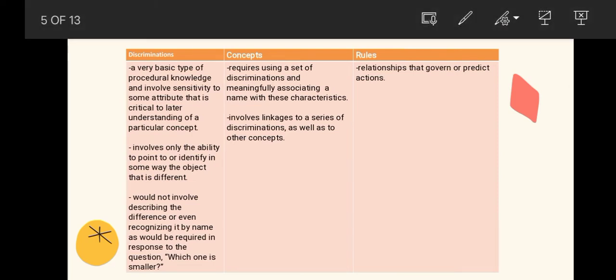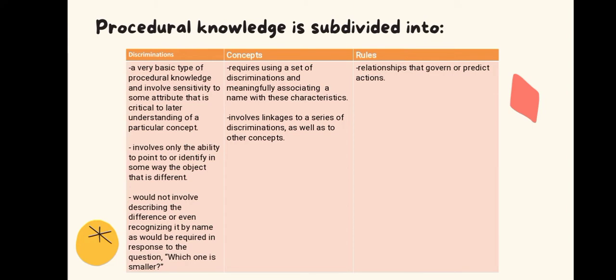So next is the procedural knowledge, and it is subdivided into three, namely discriminations, concepts, and rules. So discriminations is a very basic type of procedural knowledge and involves sensitivity to some attribute that is critical to later understanding of a particular concept.